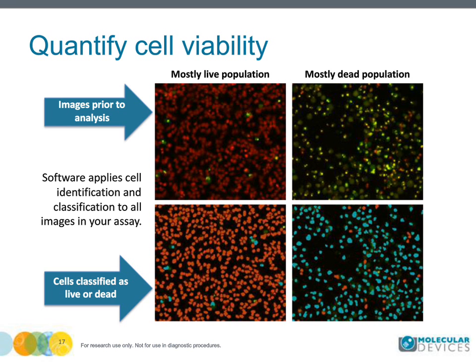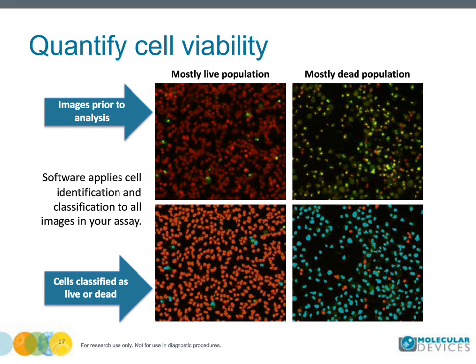So the images that I'm showing you here on the top are just the raw images with the red cells in a mostly live population on the left. And you see a few dead cells in there, but mostly live. And then on the right is a mostly dead population that was treated with a compound that causes them to become apoptotic. So you see almost everything in there is green. And the images on the bottom are the classified images from the software, where the software has applied red masks on the left-hand image to everything that's live and blue masks to everything that's dead. So you can see most everything is a red mask on the left, and most everything on the right has a blue mask because it's dead.